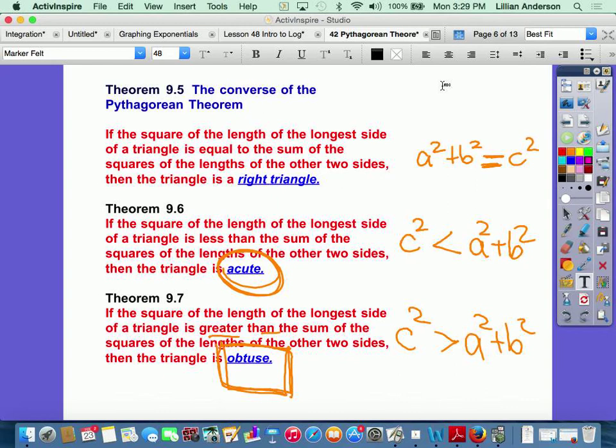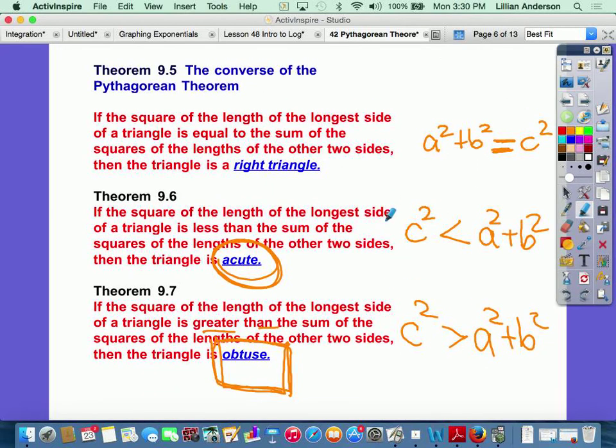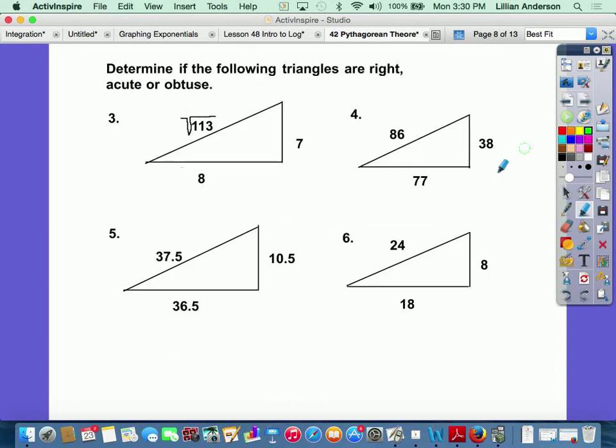To figure that out: if our longest side squared, the c squared, is less than a squared plus b squared, then we know it's going to be acute. And it's obtuse if c squared is greater than whatever you get when you do a squared plus b squared. So we're going to look at an example of that particular situation.